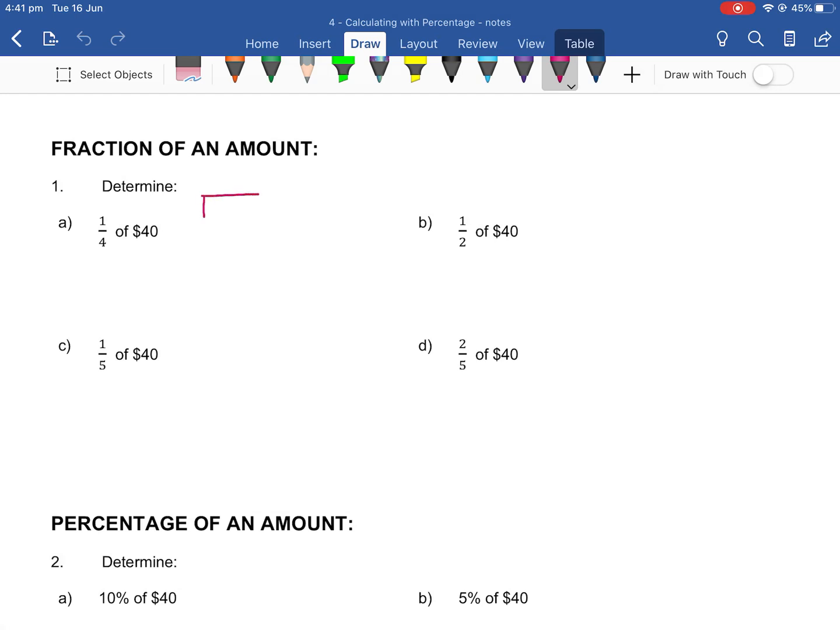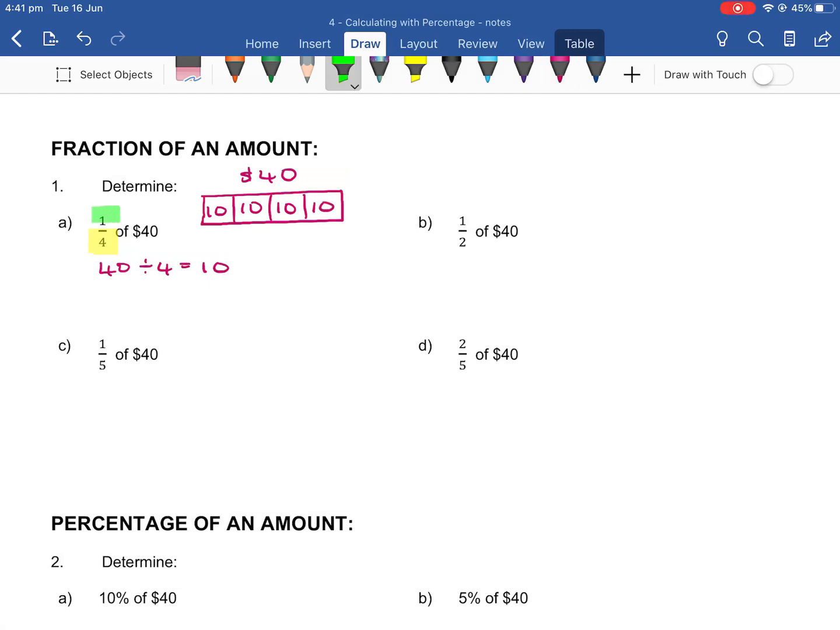So essentially, we can think about our $40 being a whole piece. And we want to break this $40 into 4 pieces. And that's 4 equal pieces. So 40 divided by 4 is 10. So each of those 4 pieces is worth $10.